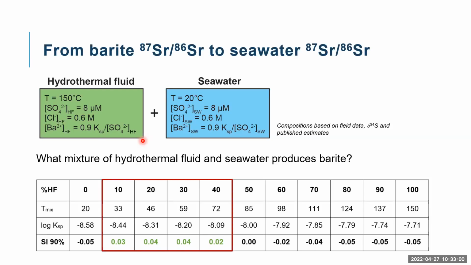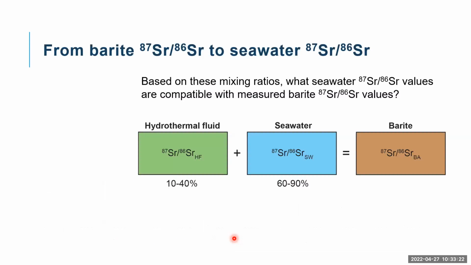And so we calculated saturation indexes. Any numbers above 0 here mean that it's oversaturated with respect to barite. And so we see that mixing ratios of about 10 to 40% of our hydrothermal fluid mixing with the seawater are expected to produce barite. So we then took that result and went on to calculate, based on those mixing ratios, which seawater values are compatible with the measured values in the barite.